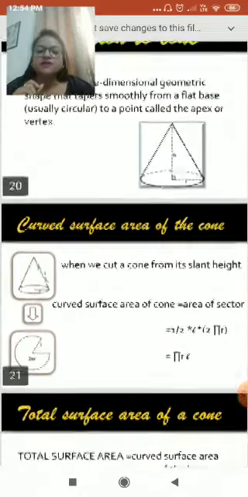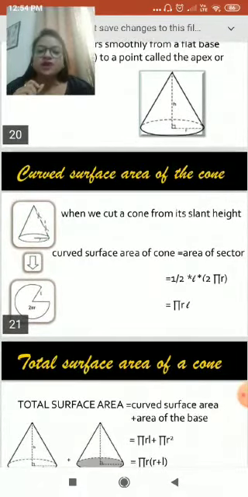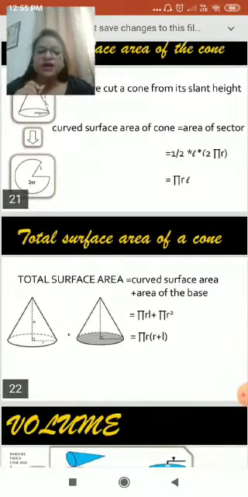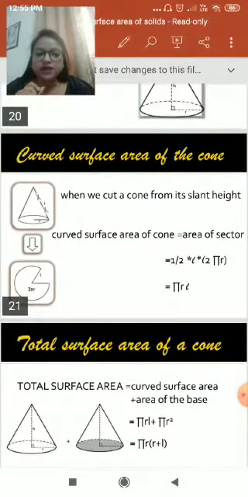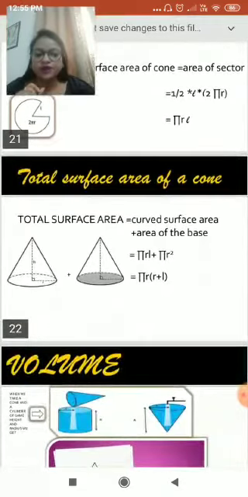So you have the curved surface area of the cone. When we cut a cone along its slant height, that is from its curved part, the curved surface area of the cone is equal to the area of the sector, that is half into L into 2 pi r. So it brings us to the formula pi r L. You can see the structure, how it has been done, and how you get the formula out of it.